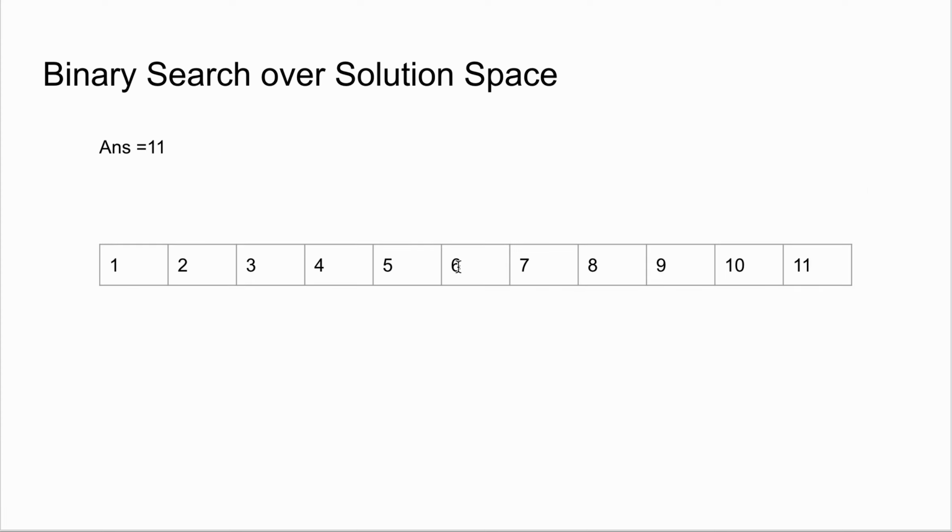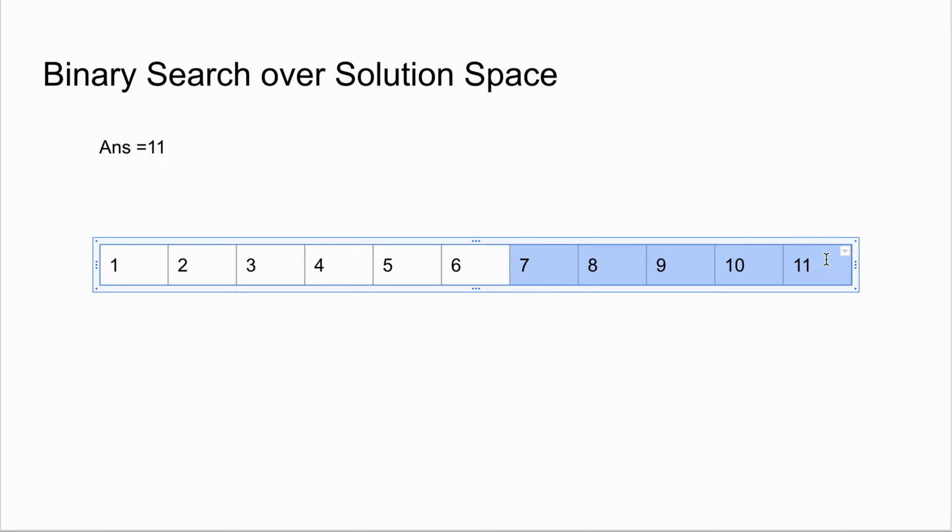So if it is possible with 6, can we safely eliminate all of these numbers? Why? Because if it's possible with k equal to 6, our answer will be 6 or lesser than 6. So can we safely eliminate 7, 8, 9, 10, 11? Yes, right. So that is the idea.